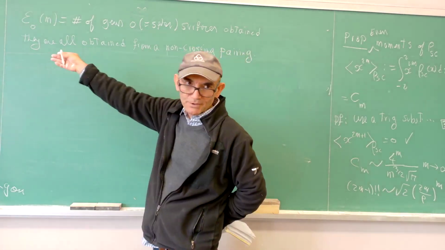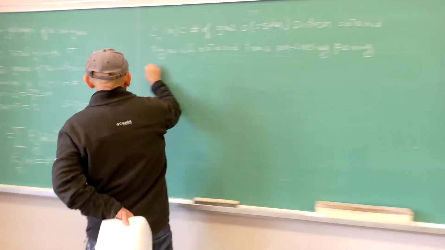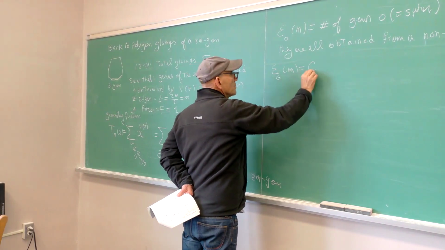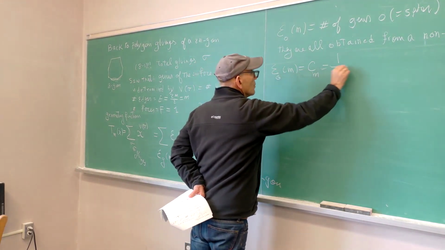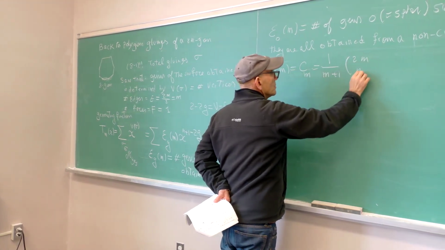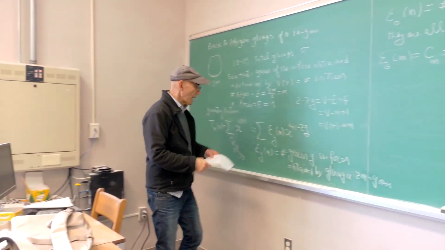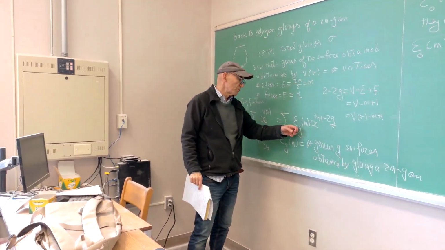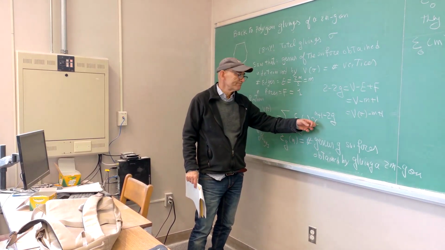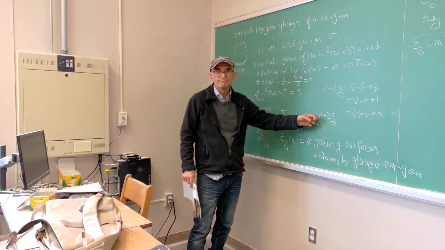So we have a formula for epsilon 0 of n, which is the Catalan number Cm. So we have a formula for the leading term of this thing. If g is 0, this is the highest power.